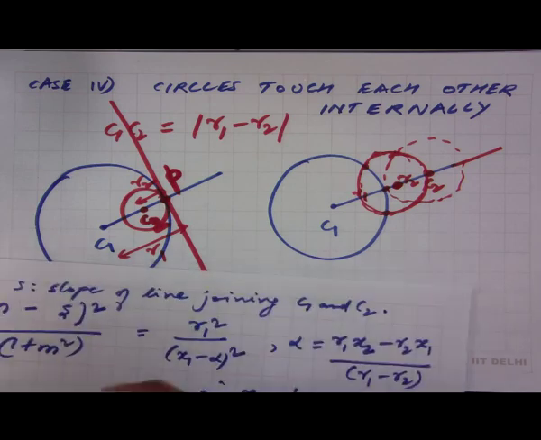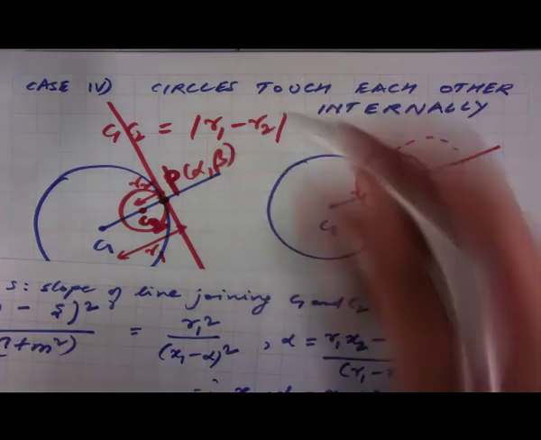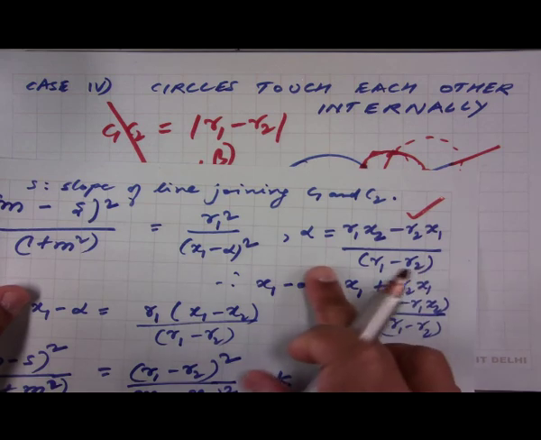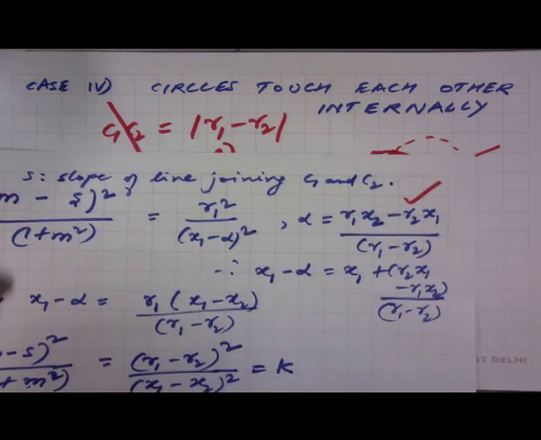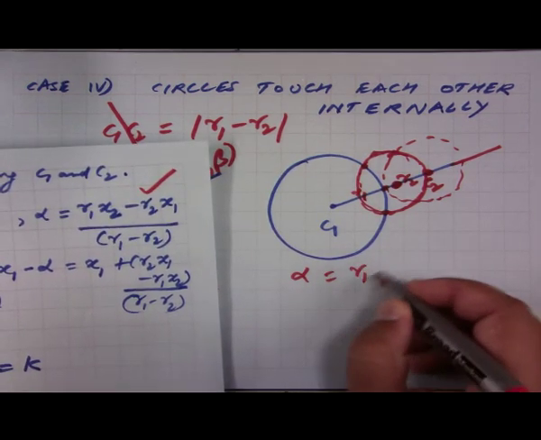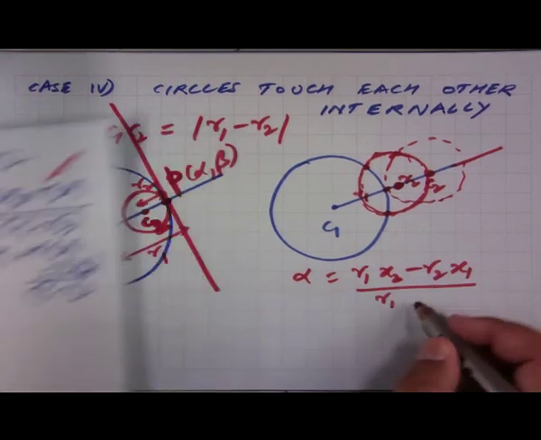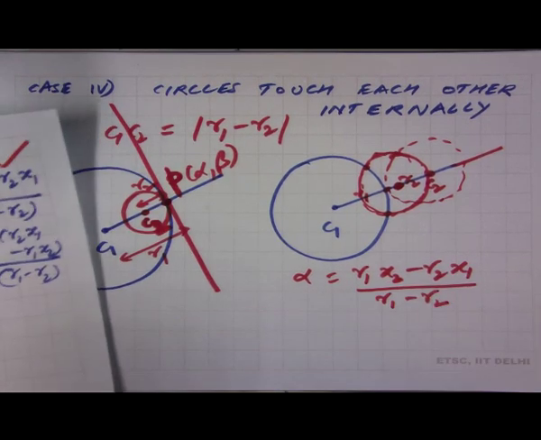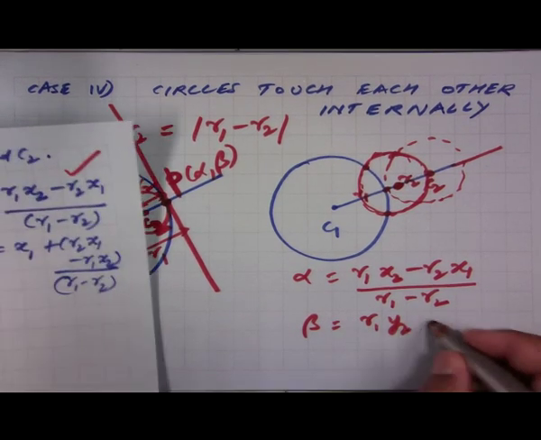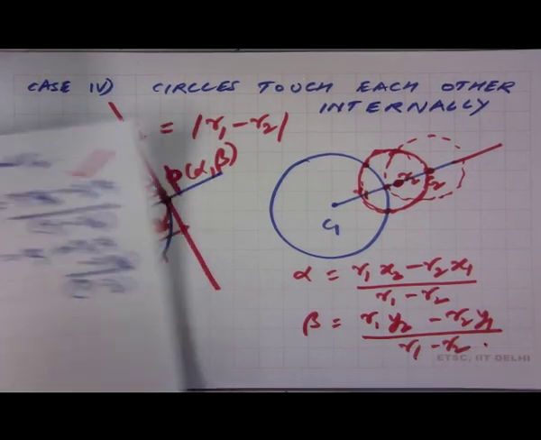So, the coordinates of this point will be alpha and beta. The value of alpha is r1 x2 minus r2 x1 by r1 minus r2, and beta will be correspondingly similar: r1 y2 minus r2 y1 upon r1 minus r2.